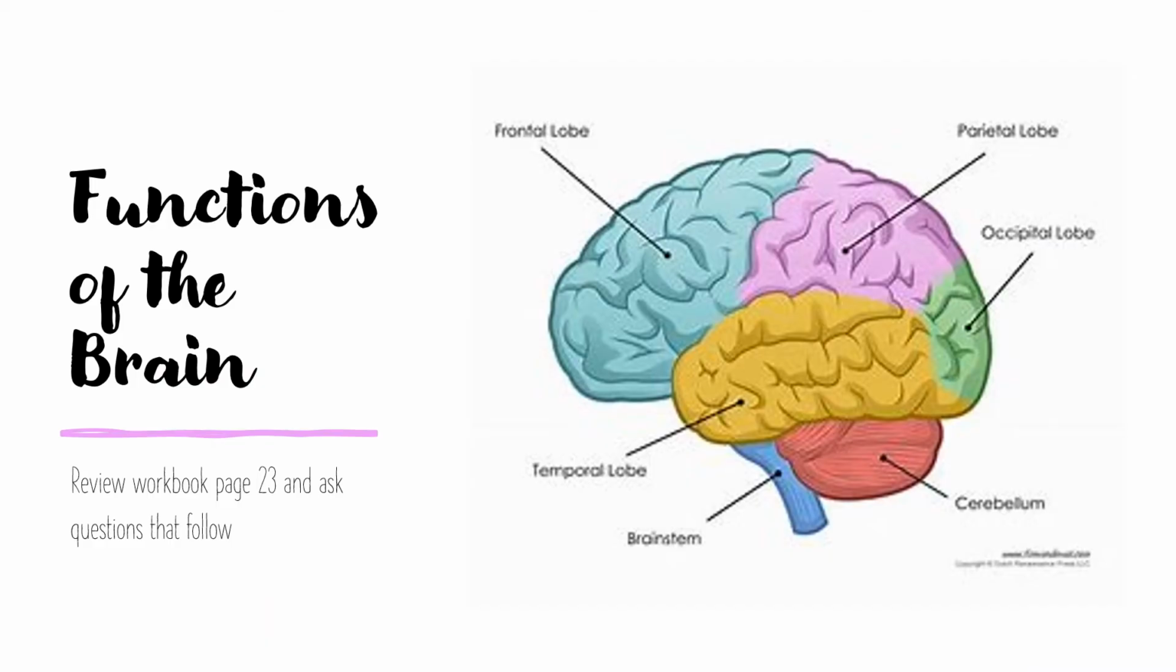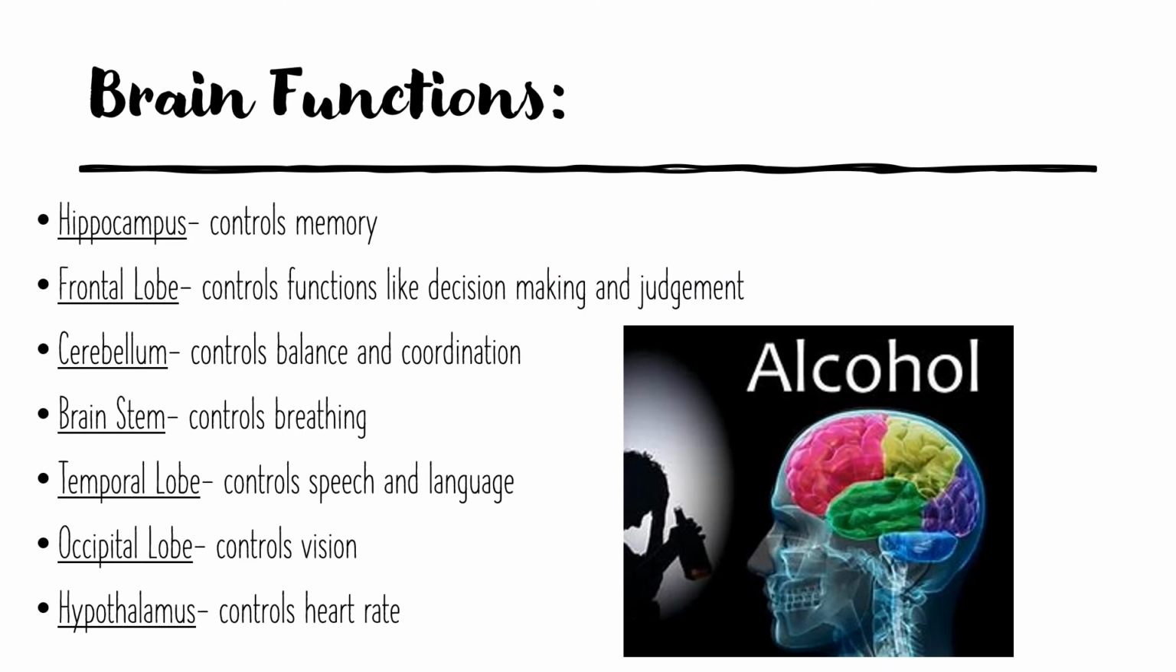Your brain works like a computer that controls the functions of your body. So we're going to look at each of these functions of each area of your brain and what your brain controls. And then we're going to see how alcohol can affect the controls of each area of your brain. The hippocampus is the part of the brain that controls memory.